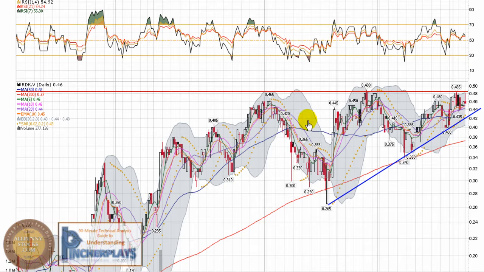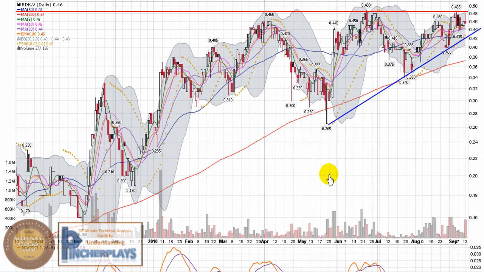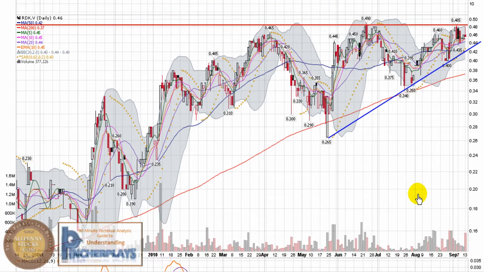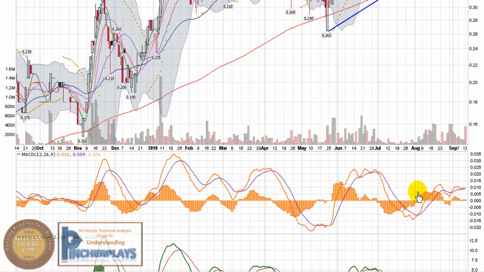It has a nice kind of ascending triangle look to it over these last 3-4 months. But you can see a definitive resistance being set up right there around 49 cents. So we're going to take a look at the indicators and see if they're telling us anything.